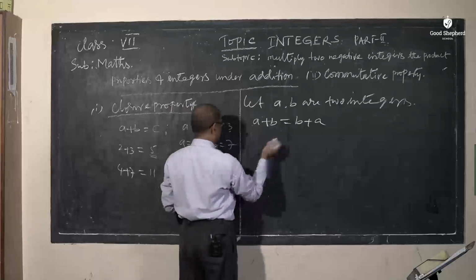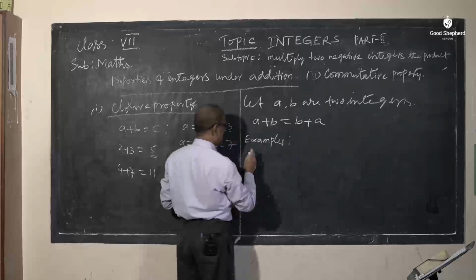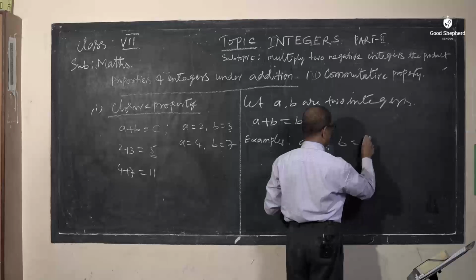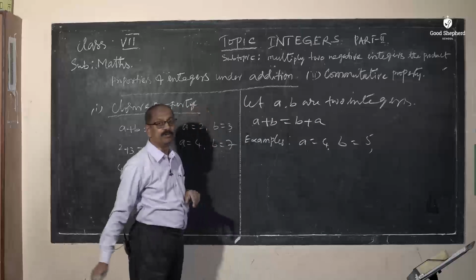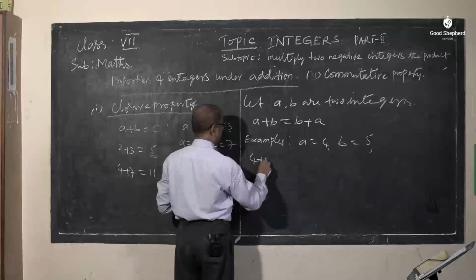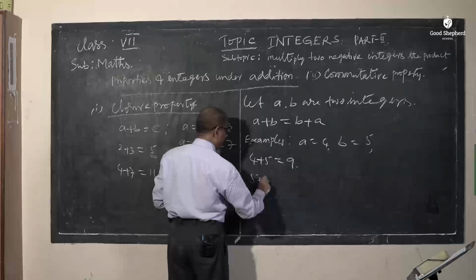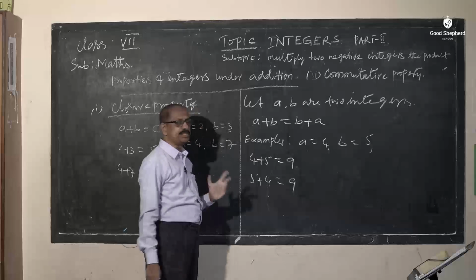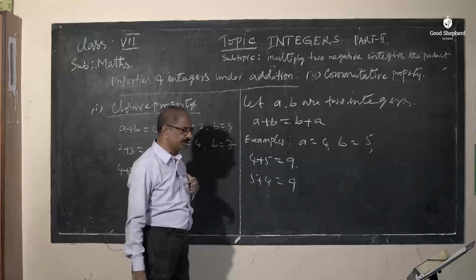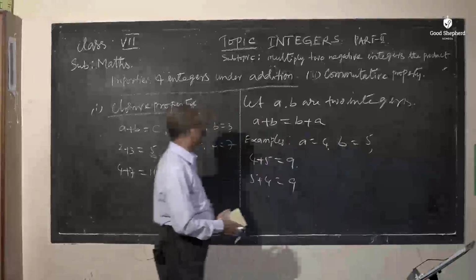Now, we will take an example under addition. a is equal to 4 and b is equal to 5. Then the sum of these two integers is also an integer: 4 plus 5 is equal to 9, and 5 plus 4 is also 9. So, the sum of two integers must again be an integer, and this is known as the commutative property.